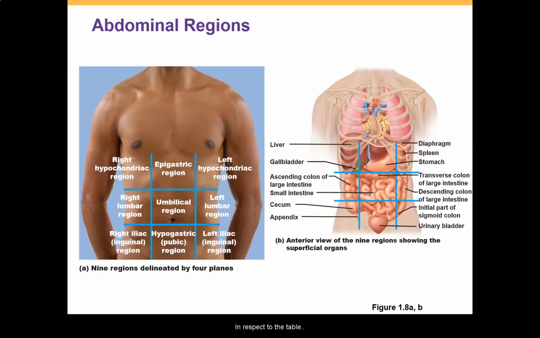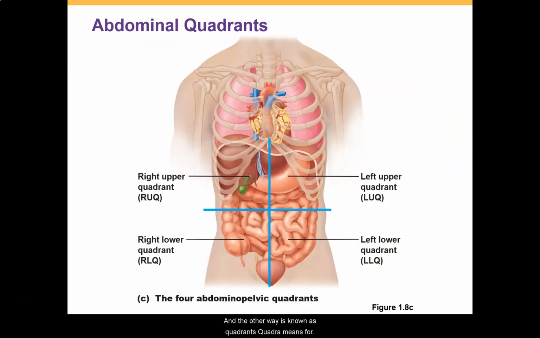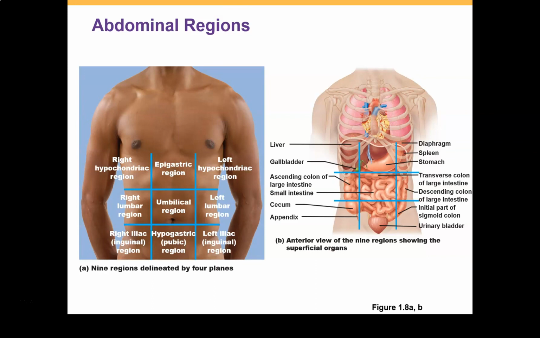In respect to the abdomen, because there are a lot of organs within the abdomen, it is divided in two different ways. One way in which the abdomen is divided is known as abdominal regions, tic-tac-toe. And the other way is known as quadrants. Quadra means four. Therefore, four components. Let's begin with abdominal regions.